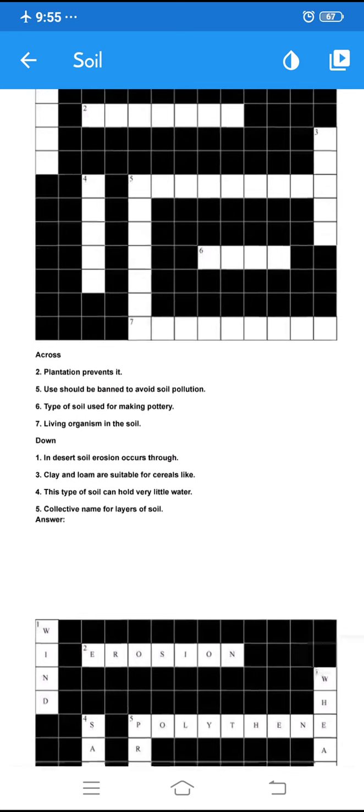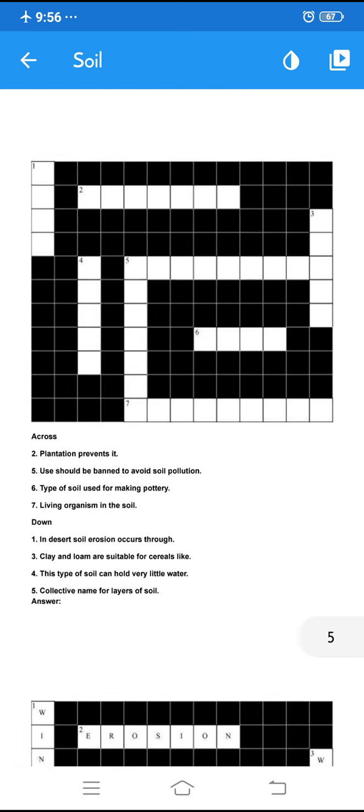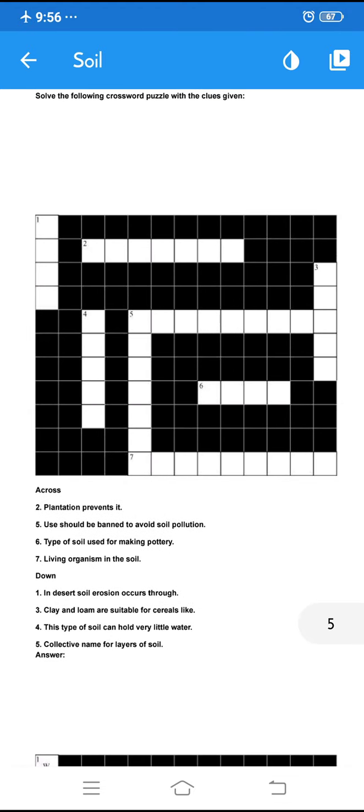Now let's go for down, which means top to bottom. Question number 1, let's check the answer. First let's see the question, then we'll go for the answer. Question number 1: in desert soil, erosion occurs through dash. So in desert conditions, soil erosion occurs through dash.